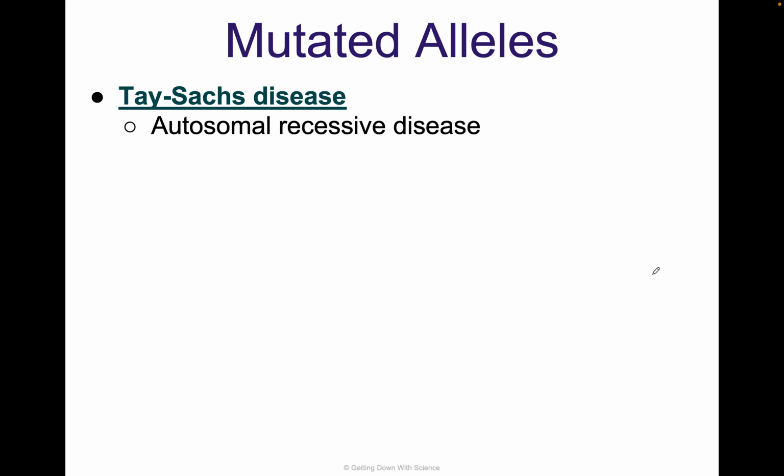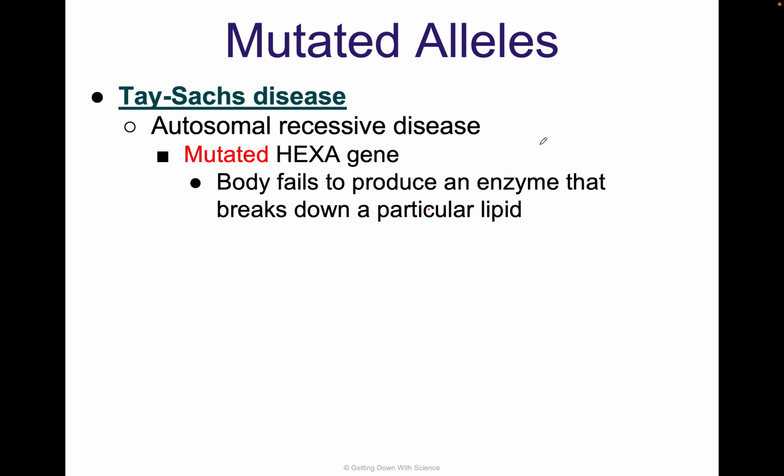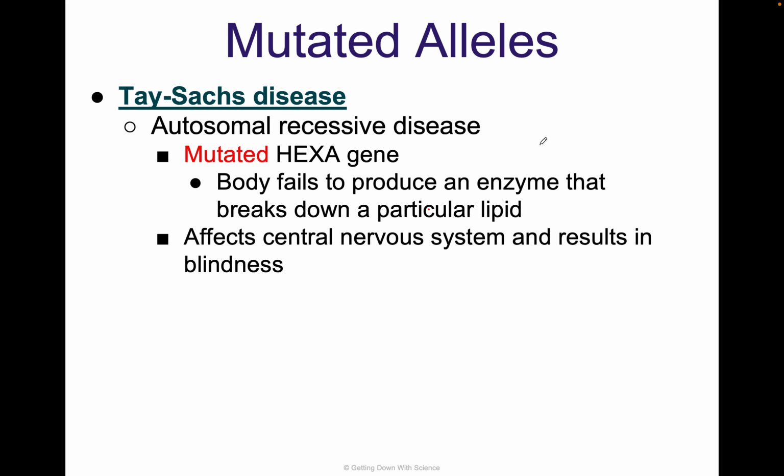So Tay-Sachs disease is a good example of this. It is autosomal recessive, meaning it takes place in the body cells, and it is a recessive disorder. You need two alleles to express it. It's a mutated HEXA gene. That's just the name of the gene. The gene mutated. In the next unit, we're going to go into mutations and substitutions and deletions and all this stuff. The mutated HEXA gene leads to Tay-Sachs disease. This is when the body fails to produce an enzyme that breaks down a particular type of lipid. It affects the central nervous system. It can result in blindness.